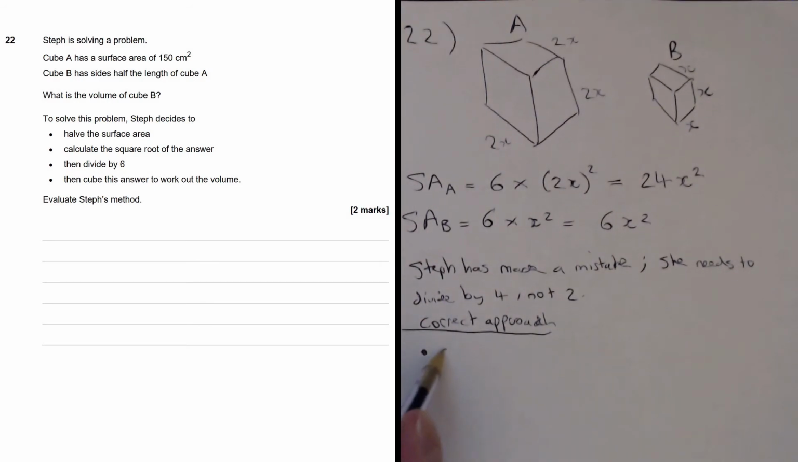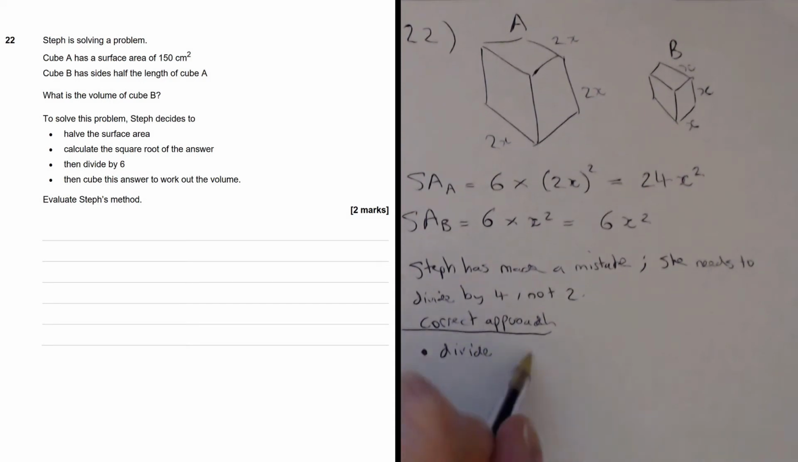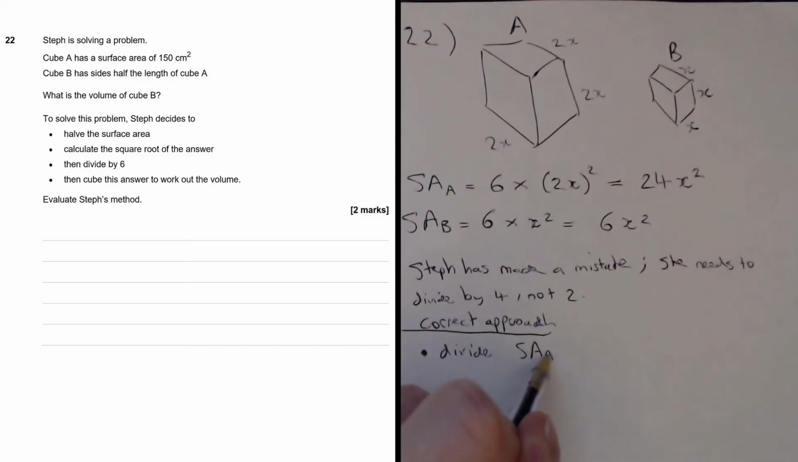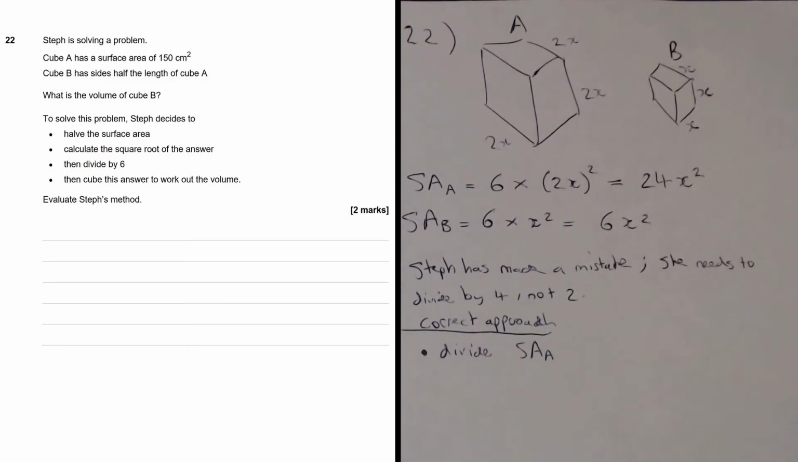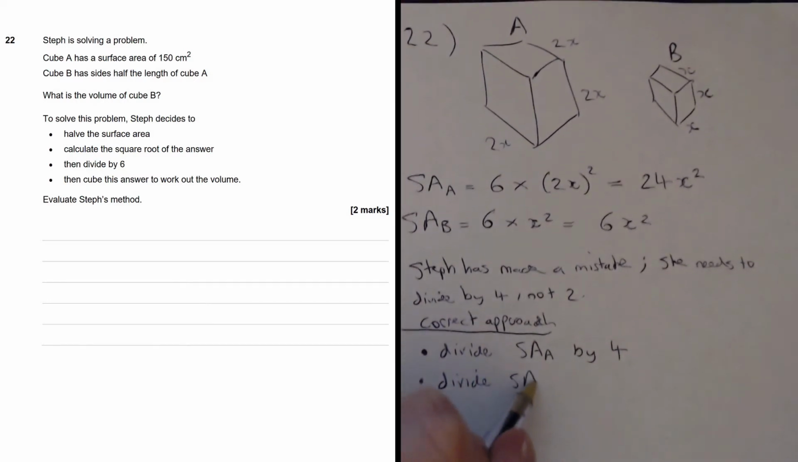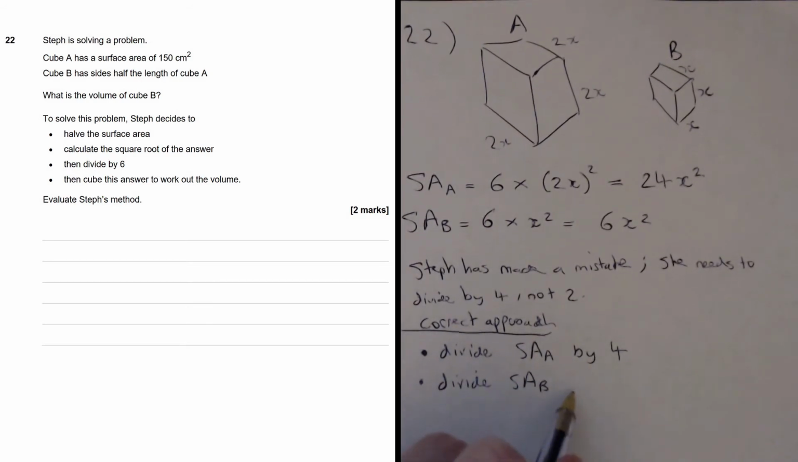So we want to divide the surface area of cube A by 4. That gives us the surface area of B. Now what do we need to do? Well, we then need to divide surface area B by 6, and that's going to give us x squared.